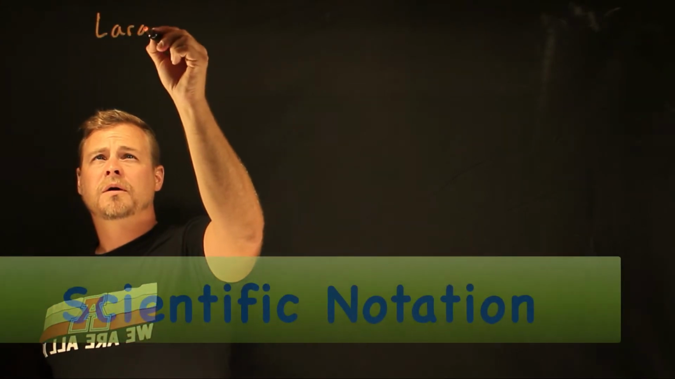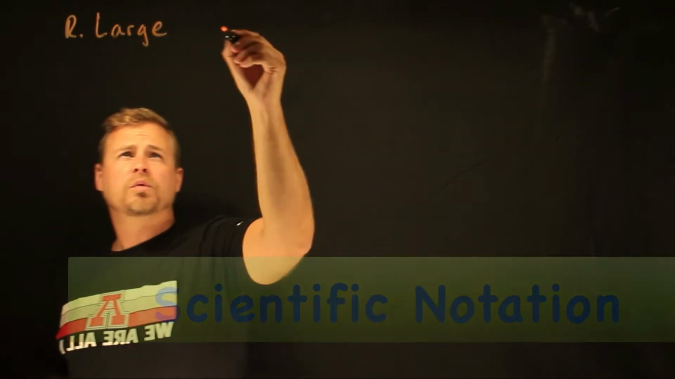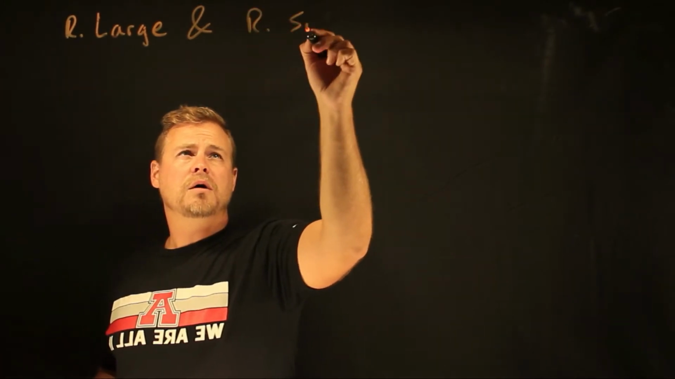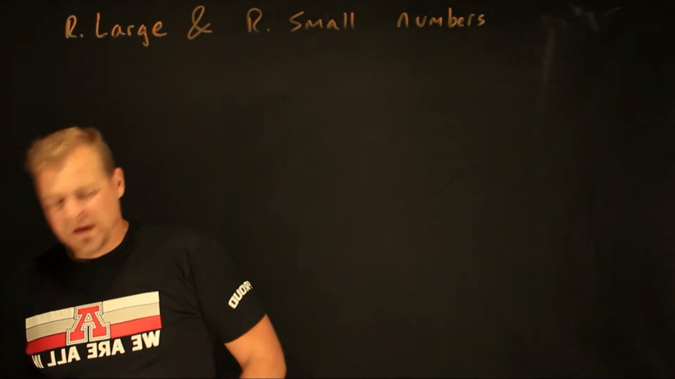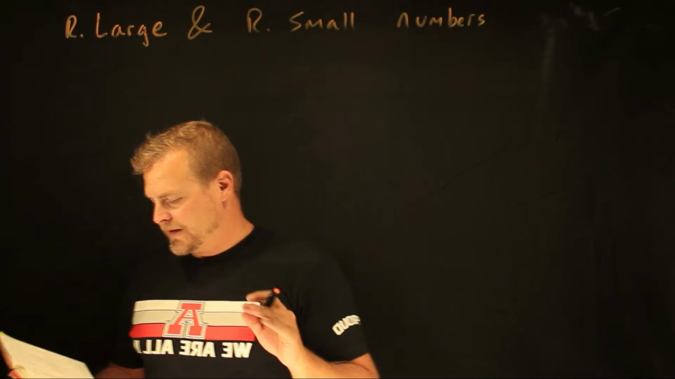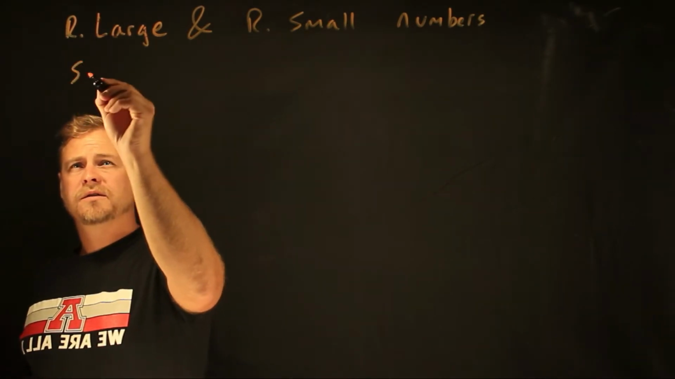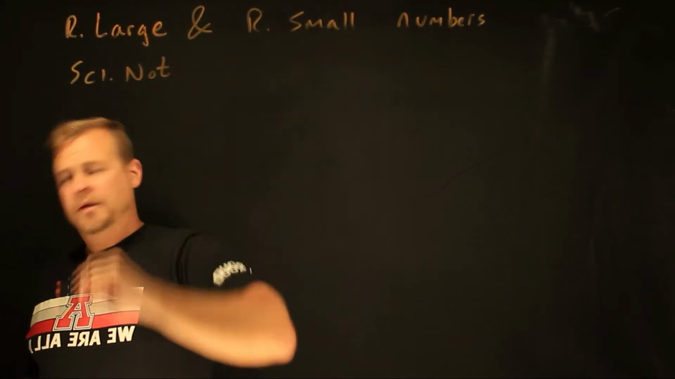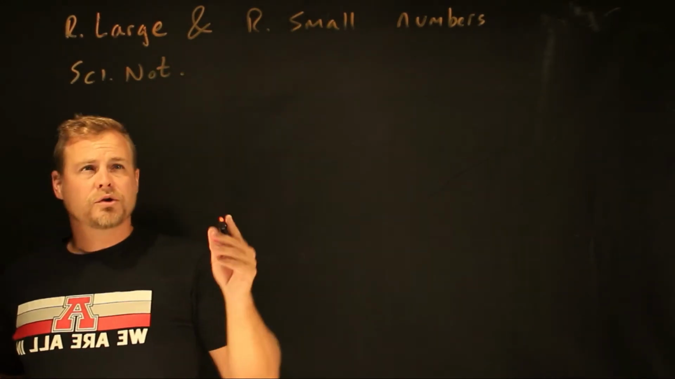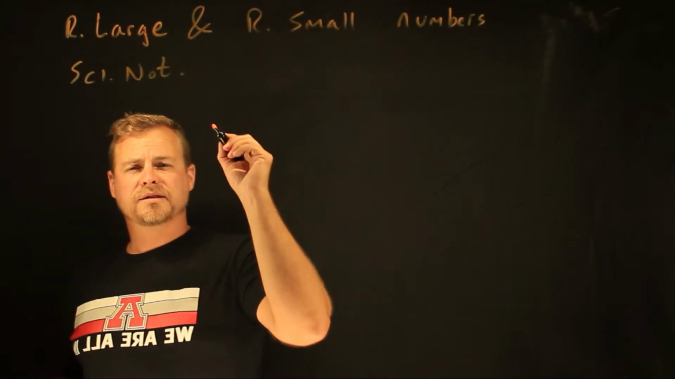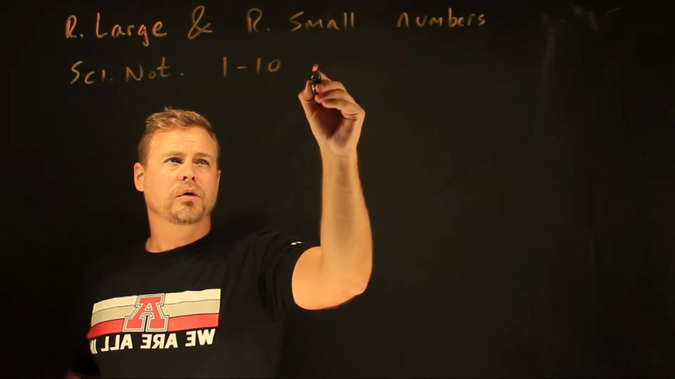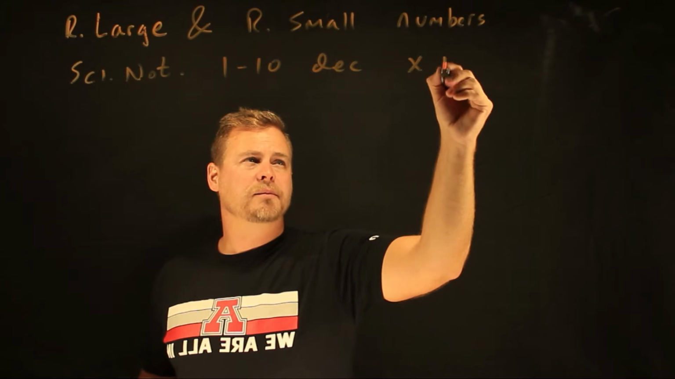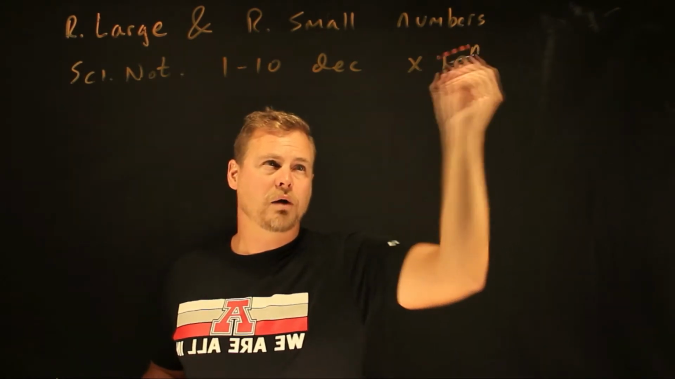We in physics deal with really large numbers and really small numbers. Okay? So the way we deal with this is scientific notation. So scientific notation, or sci note, is when you write the number with a single integer between 1 and 10 with a decimal and a times 10 to some power n. Okay?